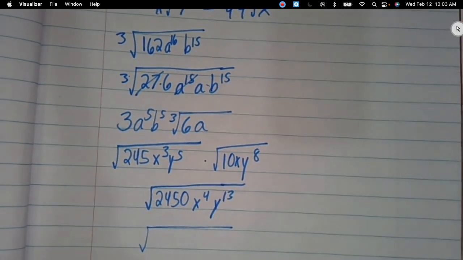2,450. I would look at my perfect squares, and I might even go up. I want to try, or look at your answer choices.